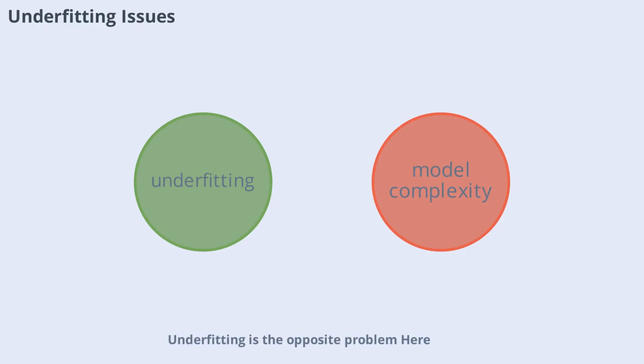Underfitting is the opposite problem. Here, the model is too simple to capture the underlying patterns in the data. It performs poorly on both training and new data. Think of it as trying to fit a straight line to a complex curve. You miss important details. Balancing model complexity is key to achieving good performance.